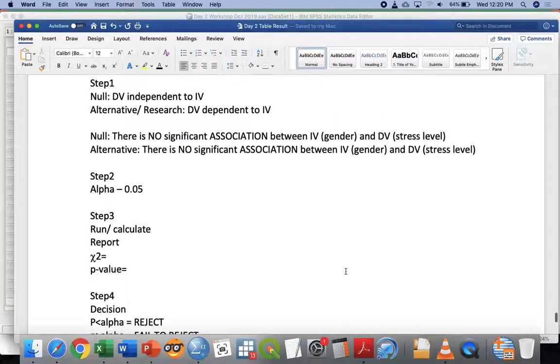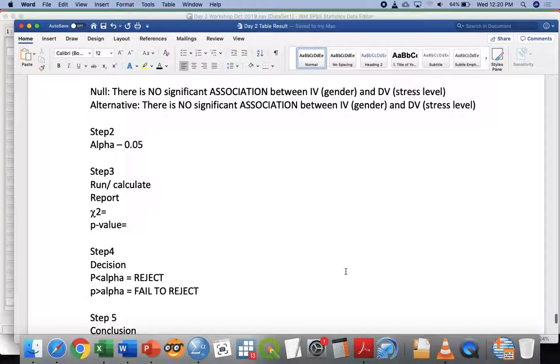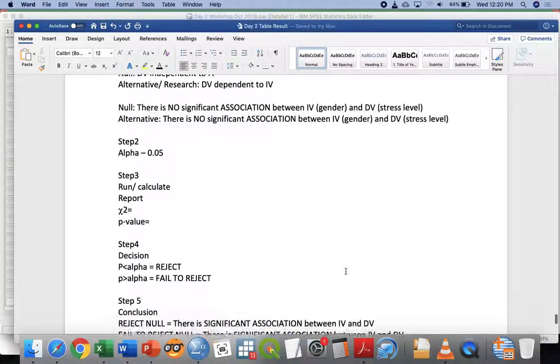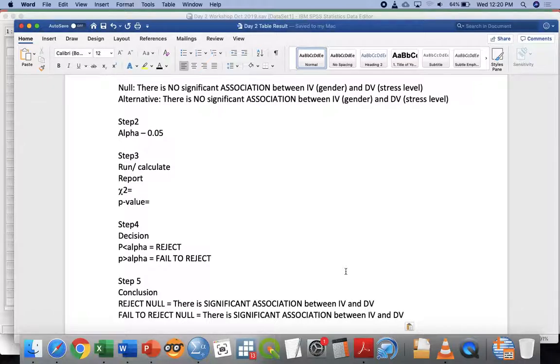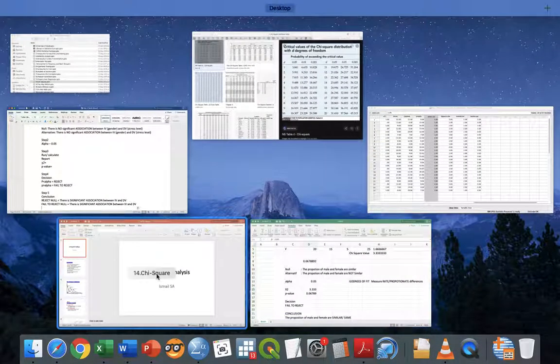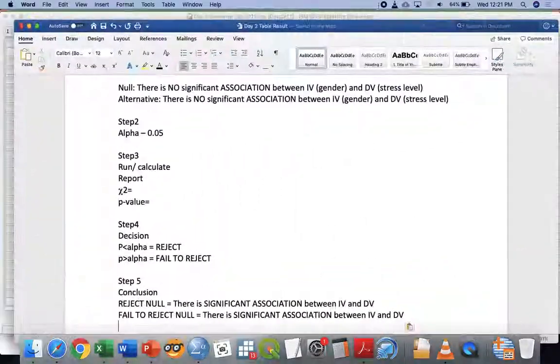Okay. So how do we run this particular analysis? Very simple. You first identify your IV and DV. So we have gender as the IV and the DV is stress level. Because we want to know whether there is any significant association with the stress levels, and we want to associate it with gender because gender is our IV. So how do we do that? It's very simple. We have two ways of doing it.